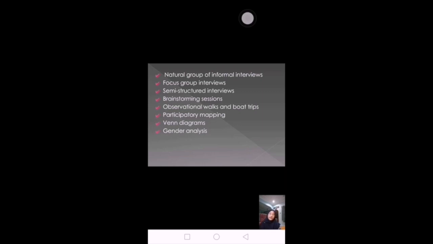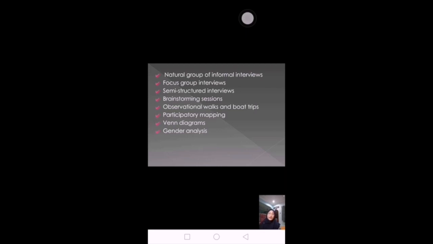Next are Venn diagrams. Venn diagrams use overlapping shapes to illustrate and summarize relationships, conflicts and issues among stakeholders. Stakeholder groups can draw or use pre-cut shapes. The final overlap is captured by the interviewer. This technique can be used during a focus group.